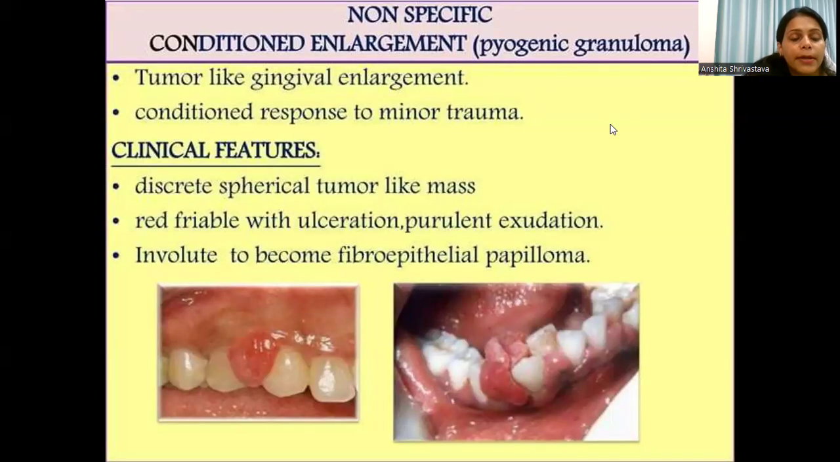Okay. So coming to the clinical features of pyogenic granuloma, this is seen as a discrete spherical tumor-like mass. It is red, friable with ulceration and purulent exudation, and may involute to become a fibroepithelial papilloma. Here you can see it is discrete, meaning it is confined to a particular area of gingiva. In the picture, it is a discrete tumor-like mass present between two teeth. It is red, friable with ulceration, and purulent exudation is also present.